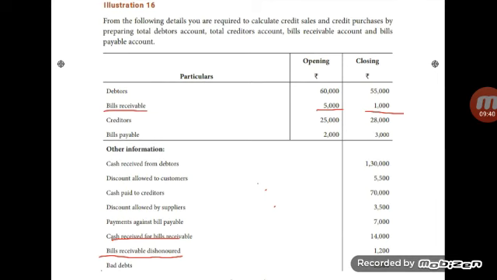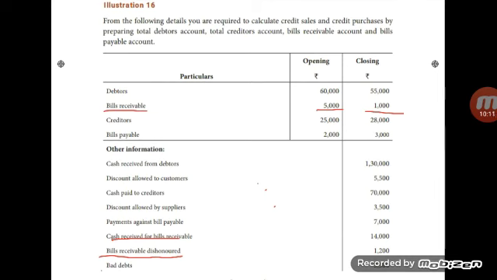Okay, what are the items? Creditors is not, bills payable is not. Cash received from debtors and discount allowed to customers are for the debtors account. Cash paid to creditors and discount allowed by suppliers are for the creditors account. Payments against bills payable are for the bills payable account. Next, cash received for bills receivable is for the bills receivable account. Bills receivable dishonoured is also for the bills receivable account.